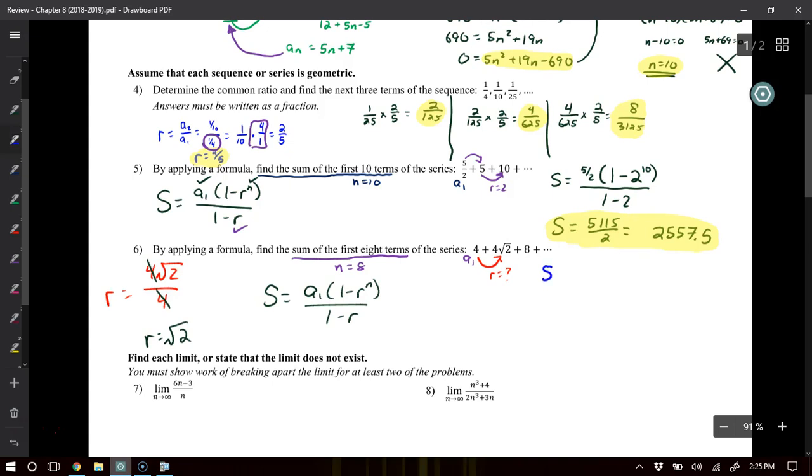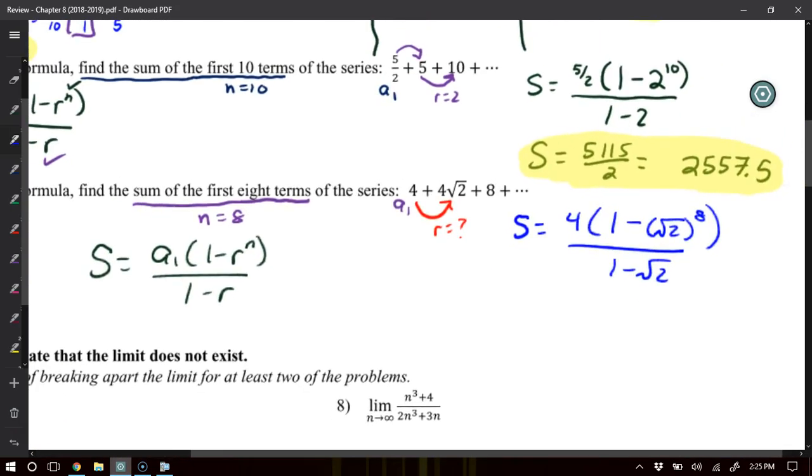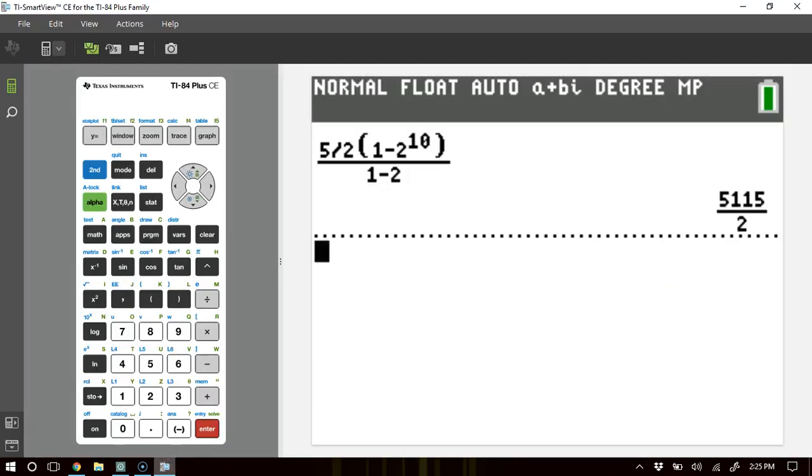My sum is equal to 4, parentheses, 1 minus, and since it's a radical, square root of 2, to the power of parentheses, and n is 8. I'll do a bigger one, and on the bottom, 1 minus radical 2. So there it is. I'm just going to plug that in my calculator.